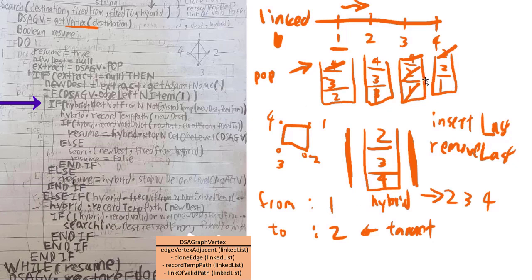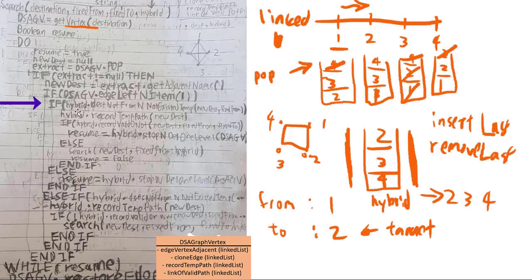So if it's the end, you're going to check first if the extract, this one, if the DSAGB, you call the get edge left, the get edge right. If the edge right is left with one item, then you're going to enter here. You're going to check if it's from or not.